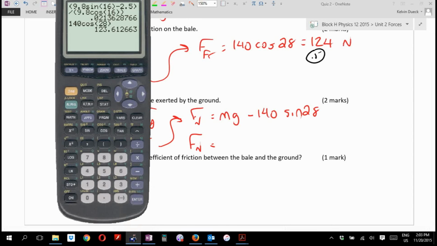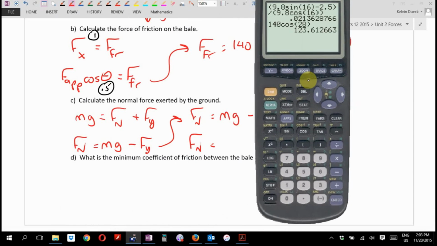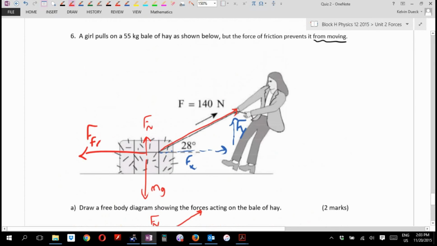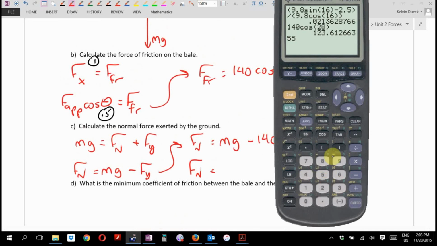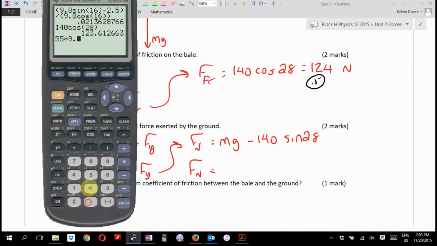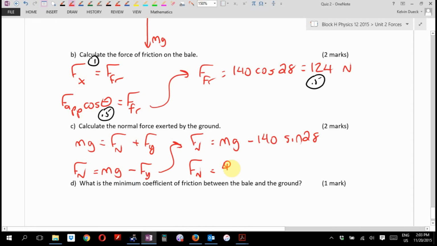The normal force is going to be m. What was m? 55. It doesn't cancel this time. 55 times 9.8 minus 140 sine 28. Do you get a normal force of 473.27? I'll write 473 newtons. Same as before, I'd give you 1 mark for that, half mark for that, half mark for the answer.